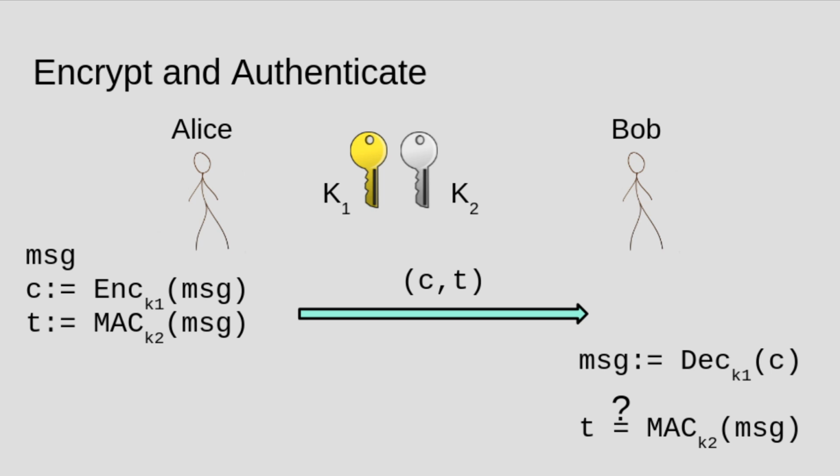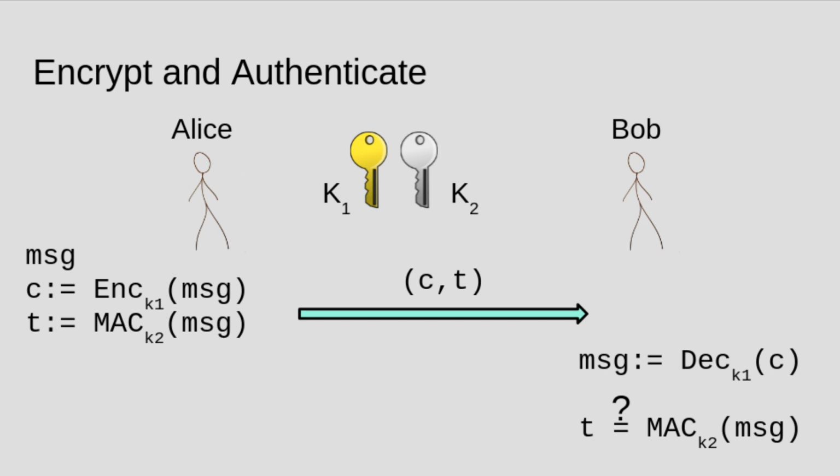When Bob receives the ciphertext and tag, Bob can first decrypt the ciphertext to retrieve the message, and Bob does this using the shared secret key K1. Then once Bob has retrieved the message, Bob can check the integrity of the message using a MAC algorithm with the shared secret key K2. Bob will compute the MAC of the message and verify that it matches the tag that was sent on the wire.